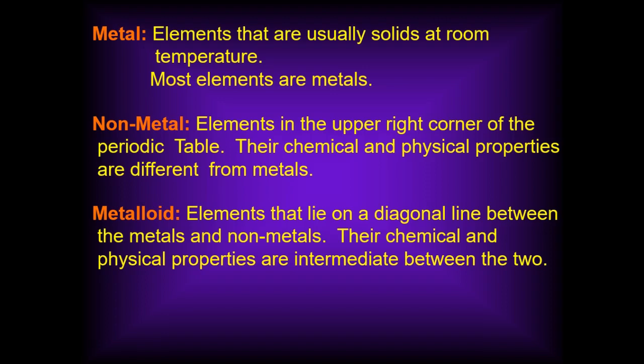Metals, these are some properties. Metals, elements are usually solid at room temperature. Most elements are metals. Nonmetals, they're in the upper right-hand corner of the periodic table. Their chemical and physical properties are different from metals, and metalloids kind of do both.